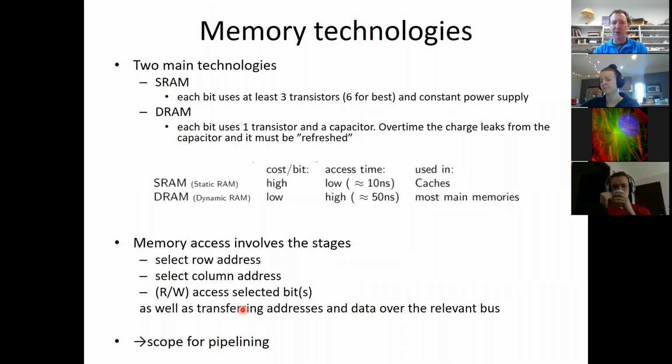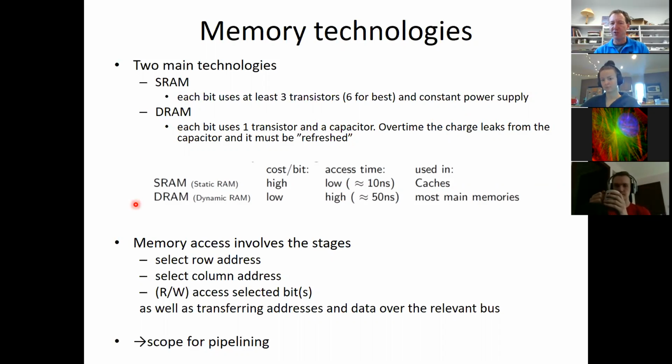In terms of memory technology, there are 2 main technologies you should be aware of. There is SRAM, static RAM. In static RAM, each bit uses at least 3 transistors, 6 transistors for the best static RAM, and they need a constant power supply to keep the transistors charged. In the DRAM, or dynamic RAM, each bit uses a transistor and a capacitor, and over time the charge will leak from the capacitor, and therefore it must be refreshed from time to time. So this is how they are different in construction.